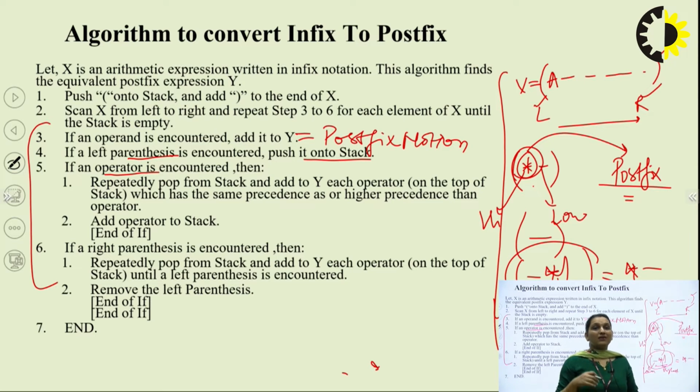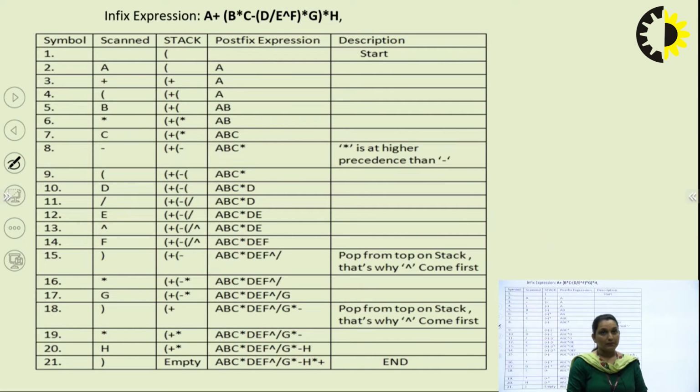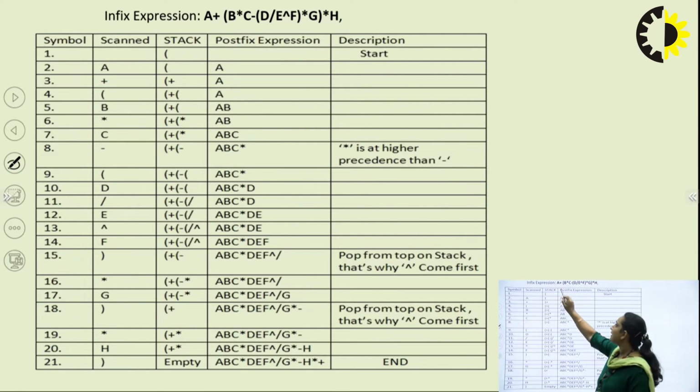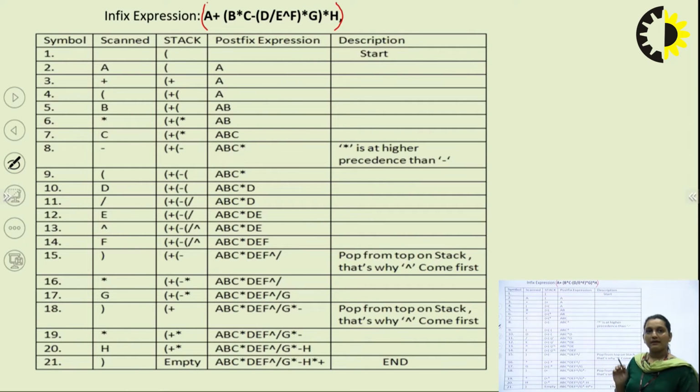We'll come across an example, through which we will make that thing more clear. This is the expression: A plus B bracket B into C minus D divide E power F into G. First of all, as I have said, you have to add a right parenthesis at the end and a left parenthesis at the starting. So just add the right parenthesis and the left parenthesis.